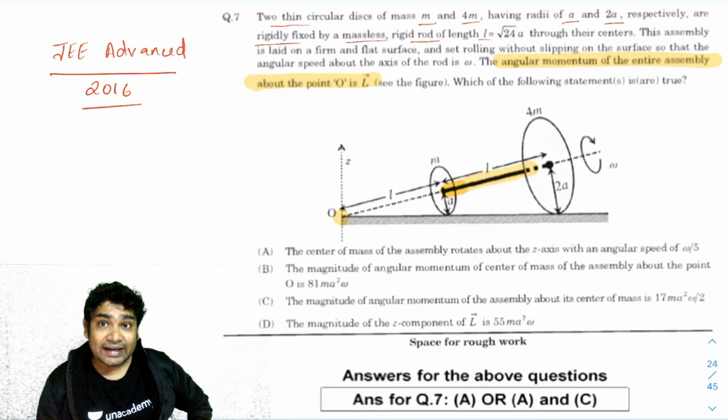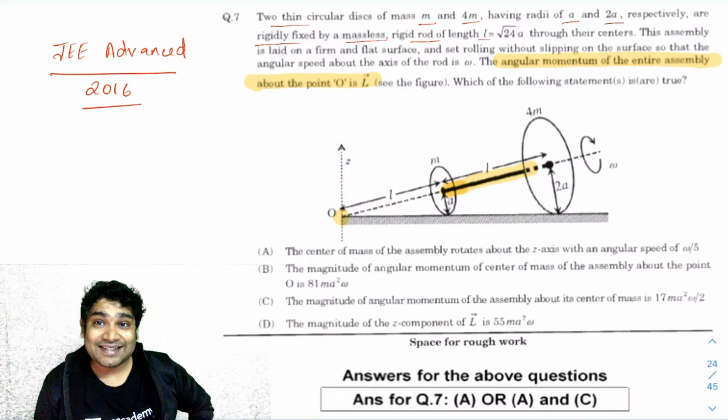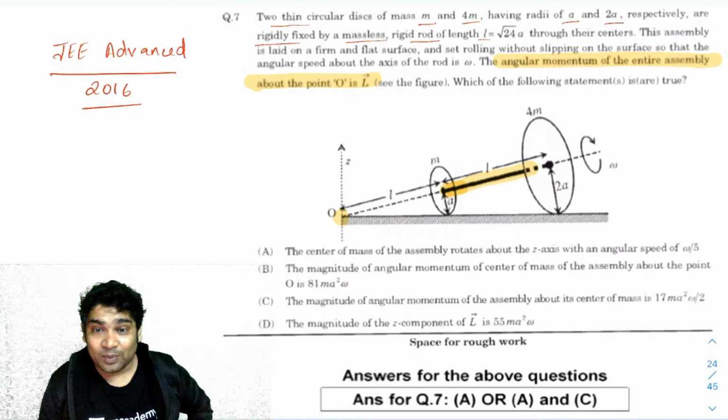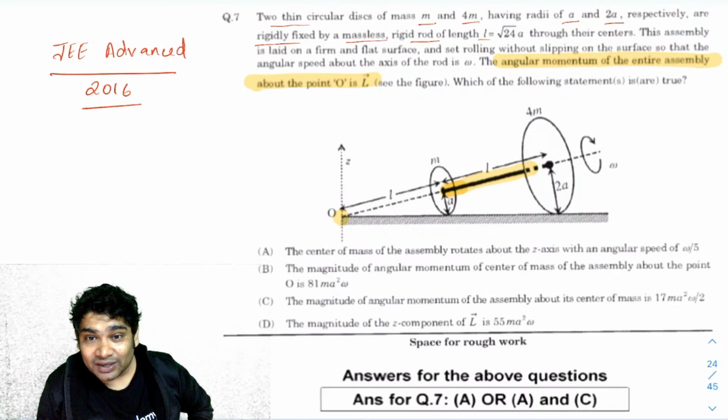So the angular momentum of the entire assembly about point O is L vector. You can see the figure. Which of the following statements is true now? Okay, so I hope you guys... There is a YouTuber named TB's from UK who did this problem, a very tricky problem.